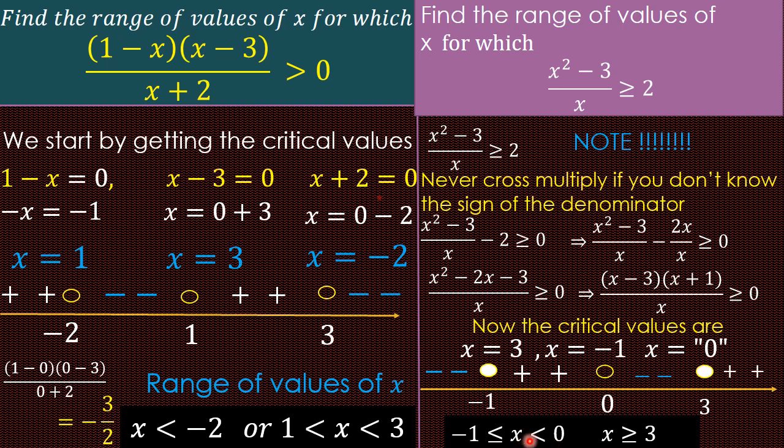So we are now going to have our range of values, but keep in mind that x should not be 0. That's why here is a strict inequality. So our range of values is -1 less than or equal to x less than 0, because 0 cannot be part of the solution. Then the other range is x greater than or equal to 3, that is this region. Good. And this is the range of values we needed.